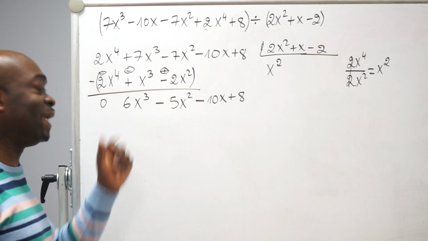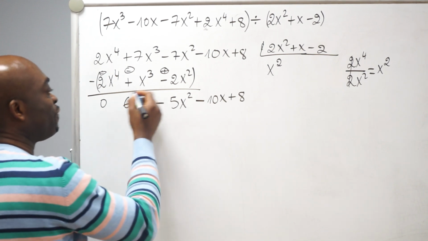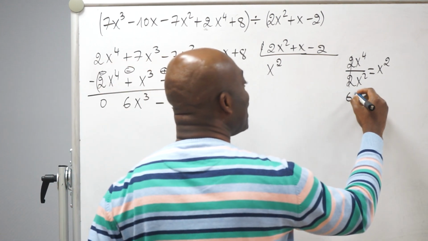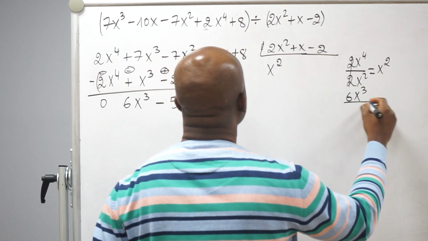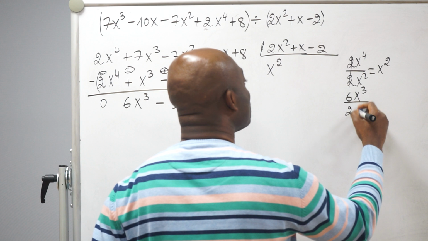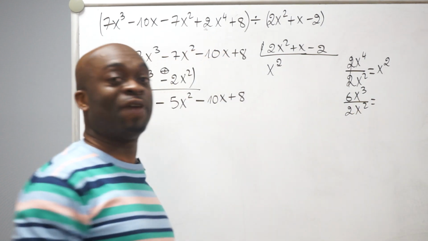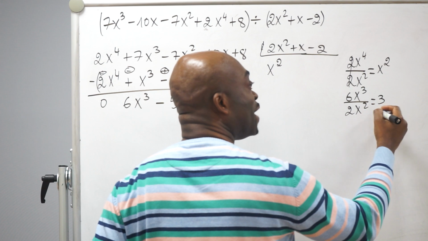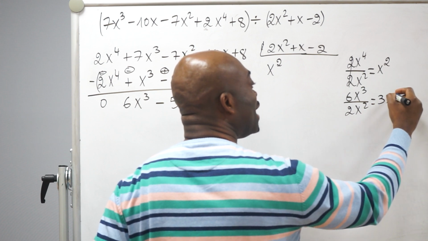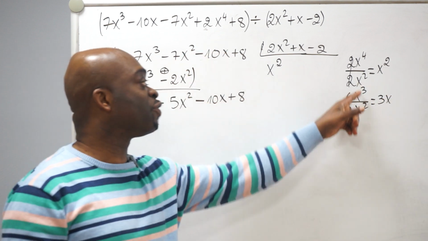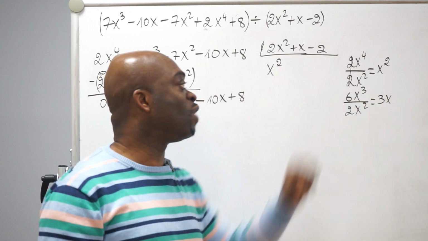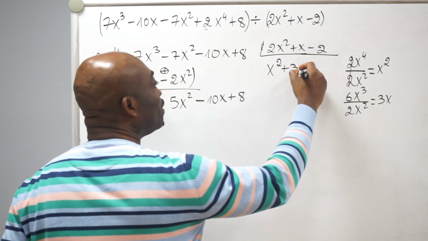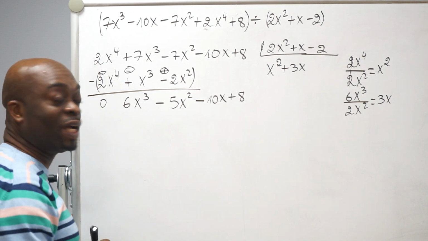Okay? And then again, the same thing that we did before: take the first term here divided by the first term of the divisor. So that will give us 6x to the third divided by 2x to the second. 6 divided by 2 gives us 3, and x to the third divided by x to the second gives us x, because you're subtracting the powers, 3 minus 2 is 1. So it's 3x. Where does it go? You add it to the quotient, because it's a positive 3x.